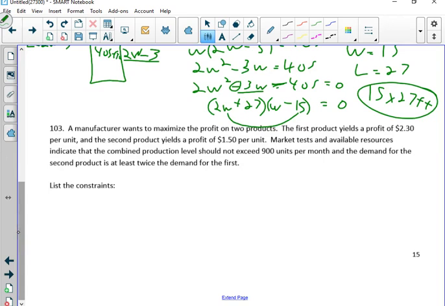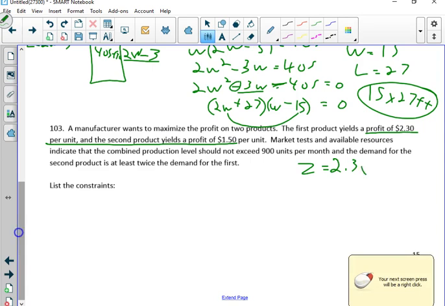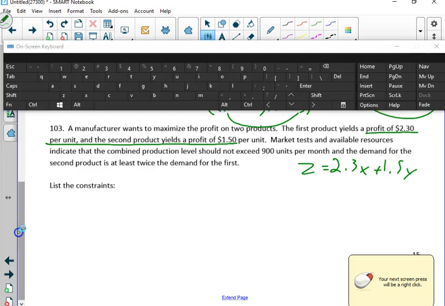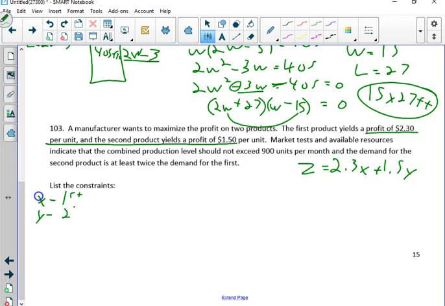Manufacturer wants to maximize profit. 230 on the first and 150 on the second. So that's going to be my objective function right there. 2.3x plus 1.5y. So x is the first product, and y is the second.